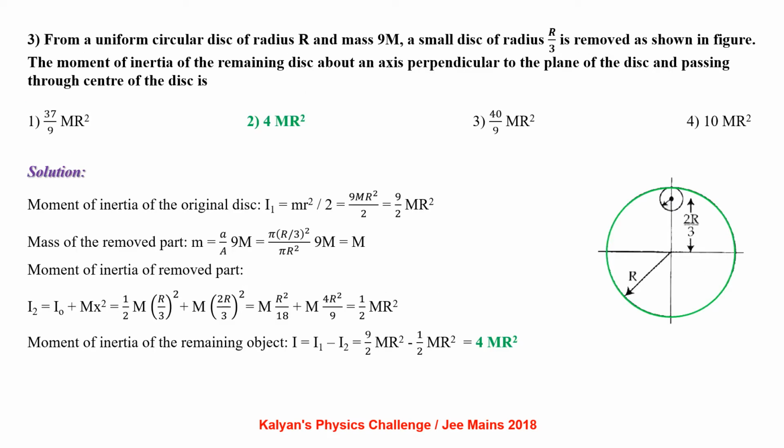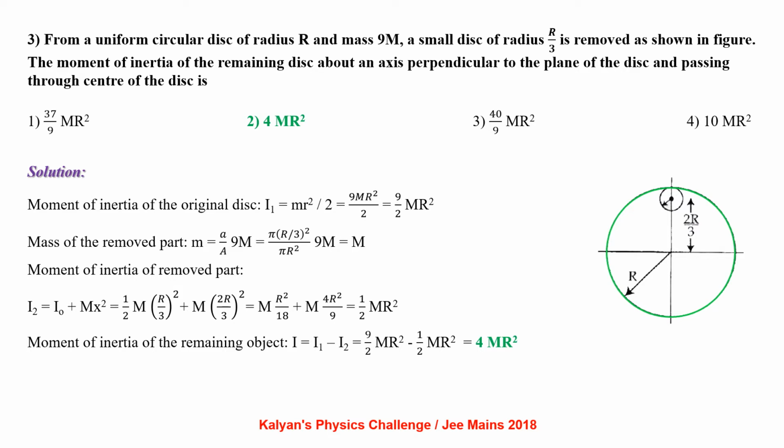From a uniform circular disk of radius R and mass 9M, a small disk of radius R by 3 is removed as shown in figure. The moment of inertia of the remaining disk about an axis perpendicular to the plane of the disk and passing through the center of the disk is: moment of inertia of the original disk I1 equal to MR square by 2, that is 9M into R square by 2. Mass of the removed portion m equal to small a by capital A into 9M, which comes out to be M.